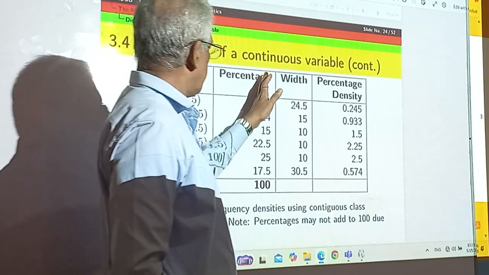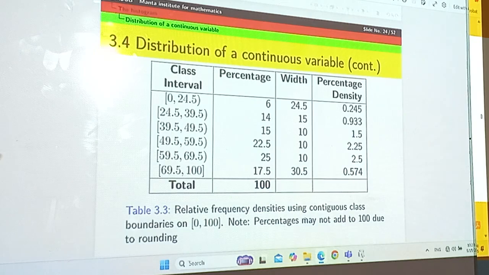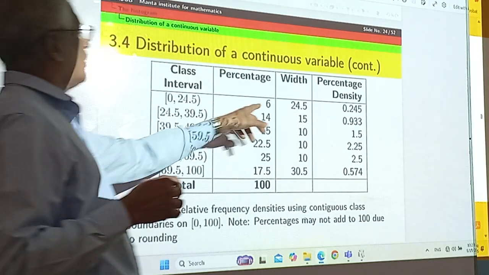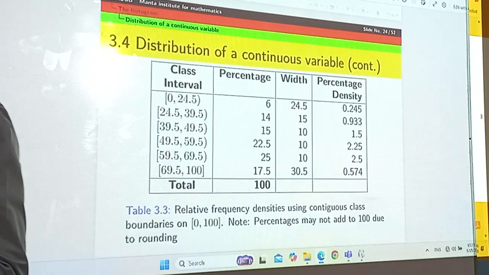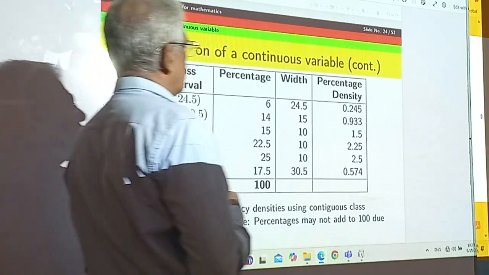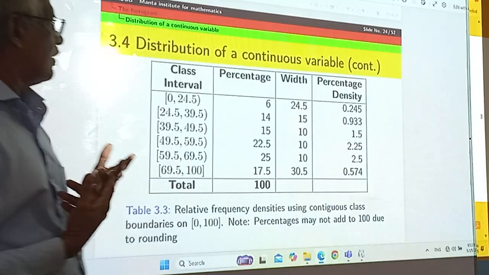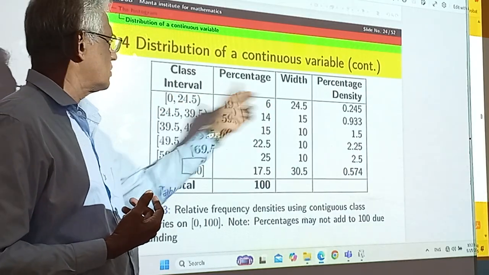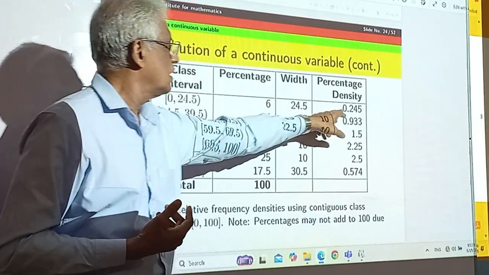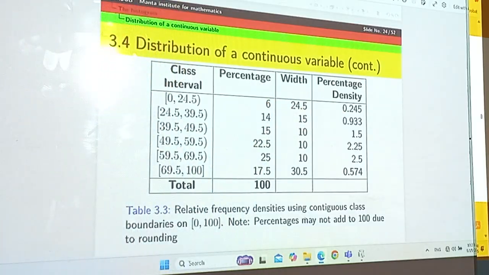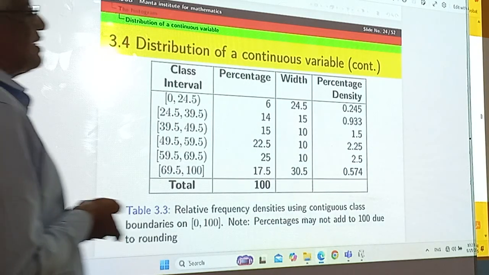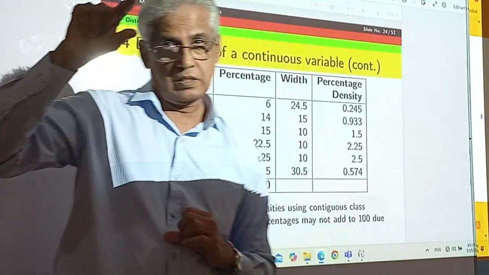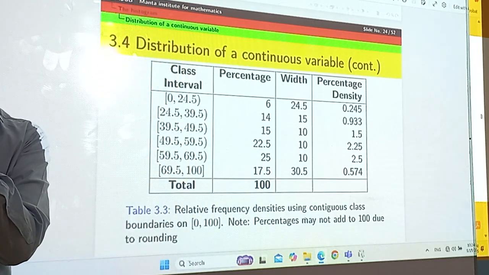So still the percentages will be the same, but now we have to find out the heights of our bars so that the area will be equal to percentage. Area of a bar should be equal to the percentage. So in order to do that, we have to divide the percentage by the width of the interval. So here the width is 24.5. When you divide this by this, this is what you get. So that gives you actually the percentage per mark. Percentage per 1 mark. Right?